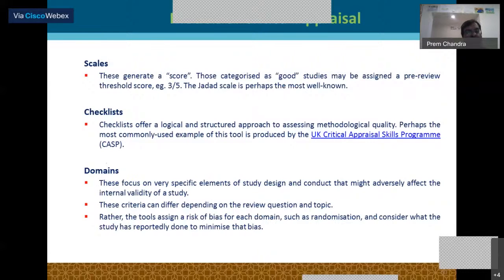And there is another one called domains. When we talk about the domains, these basically focus on very specific elements of the study design and conduct that might adversely affect the internal validity of the study.